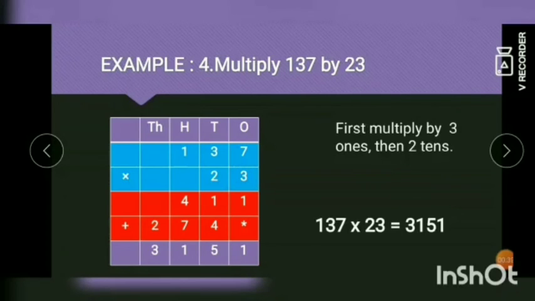So first we start in the ones place value. So 3 sevens are 21. So we write the number 1 in the ones place and carry over 2 in the tens place. Next we multiply the tens place value. 3 3s are 9. 9 plus 2 equal to 11. So we write the number 1 in the tens place and carry over 1 in the hundreds place.